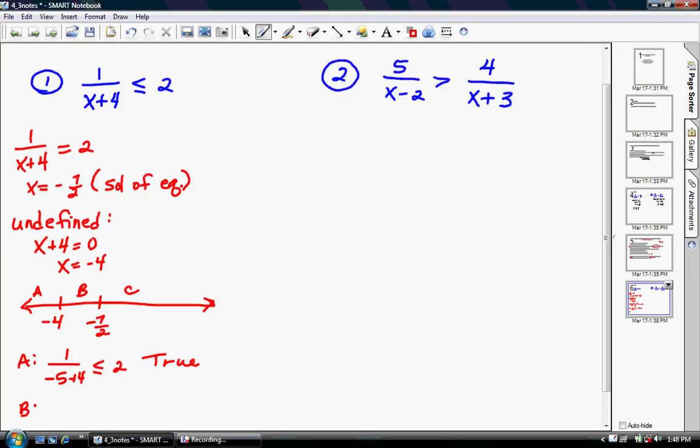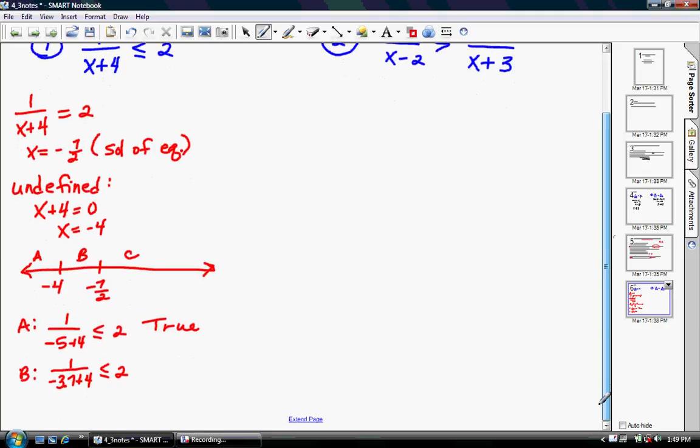Now, a number out of region B is going to be very tricky, right? Negative 7 halves is really negative 3.5. So between negative 3.5 and negative 4 is like negative 3.7, right? So we would have 1 over negative 3.7 plus 4. Is that less than or equal to 2?